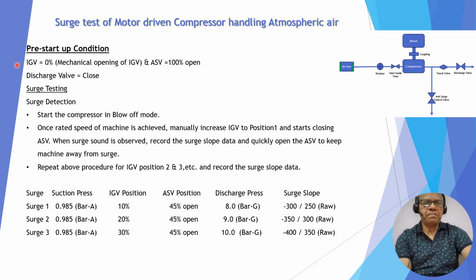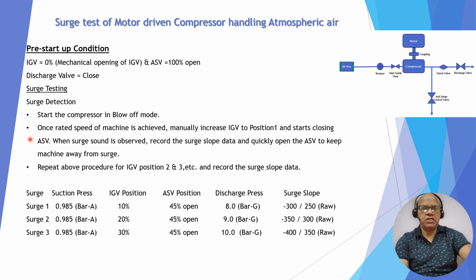So now, what are the pre-startup conditions? IGV should be at 0, with the mechanical opening of the IGV in place. The ASV, that is the anti-surge valve, is 100% open, and the discharge valve is closed. For the surge test, the first action will be surge detection. So start the compressor in blow-off mode, that means in this mode the discharge valve is closed.